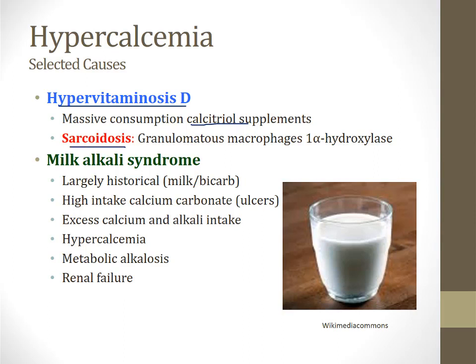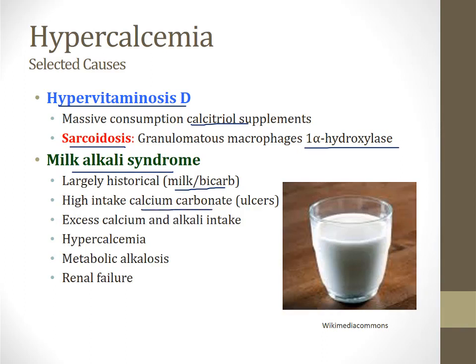That's because granulomas have macrophages with the 1-alpha hydroxylase enzyme, which activates vitamin D. So this can go on to lead to elevated activity of vitamin D. And then the milk alkali syndrome is a largely historical cause of hypercalcemia, when years ago patients would drink milk and take sodium bicarbonate to treat their peptic ulcers. This can also be seen sometimes among patients taking high levels of calcium carbonate to treat ulcers.